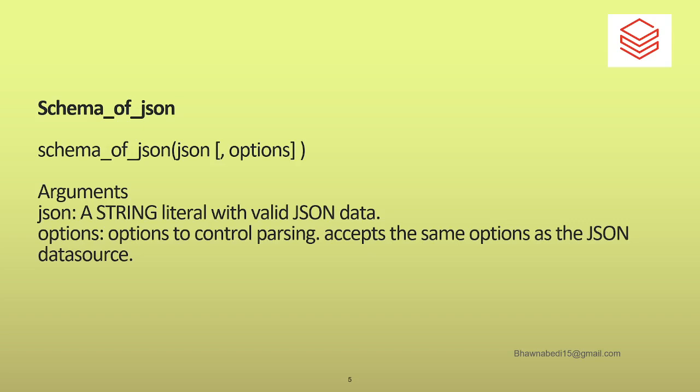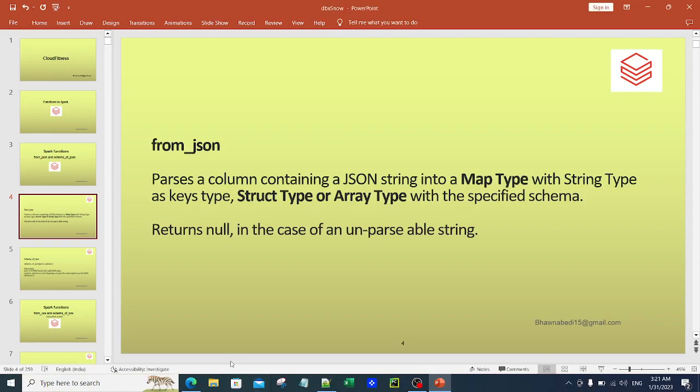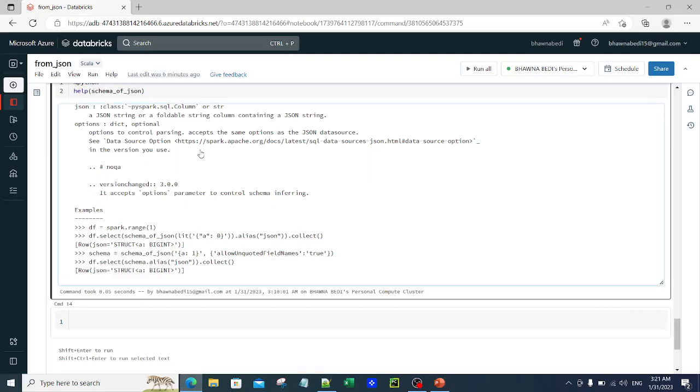In the schema of JSON function you need to pass the JSON string literal. When you use schema of JSON along with the JSON string literal, it returns the structure of the JSON format that you pass in. That is called the schema. It will give you the schema in a DDL usable format, and from JSON is used to parse it. So now let me move on to the portal and see exactly how we can do this.